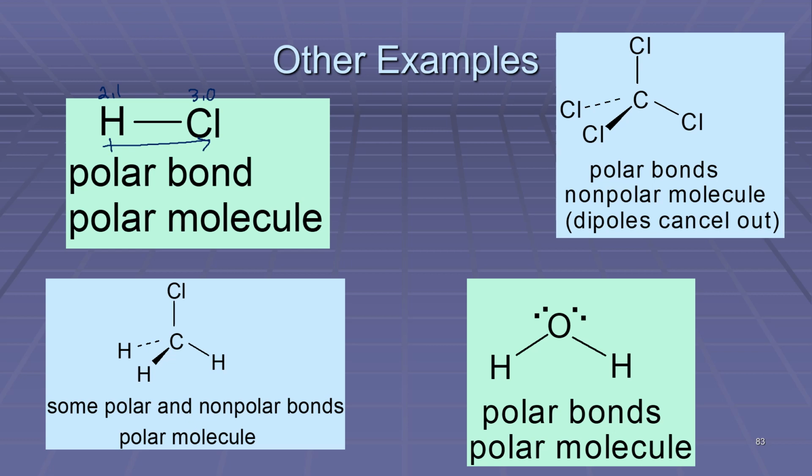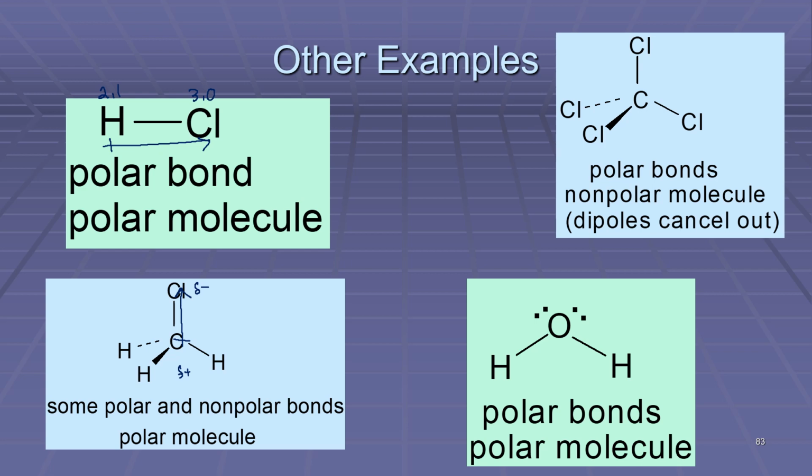Now if we look at this molecule here, the carbon-hydrogen bond we said is really nonpolar. However, the only polar bond we have here is carbon to chlorine. Chlorine is more negative than carbon, and so it's polar in that direction, but these don't cancel out because they're not the same kind of bond. So overall, we have a positive end and a negative end, and this is a polar molecule.